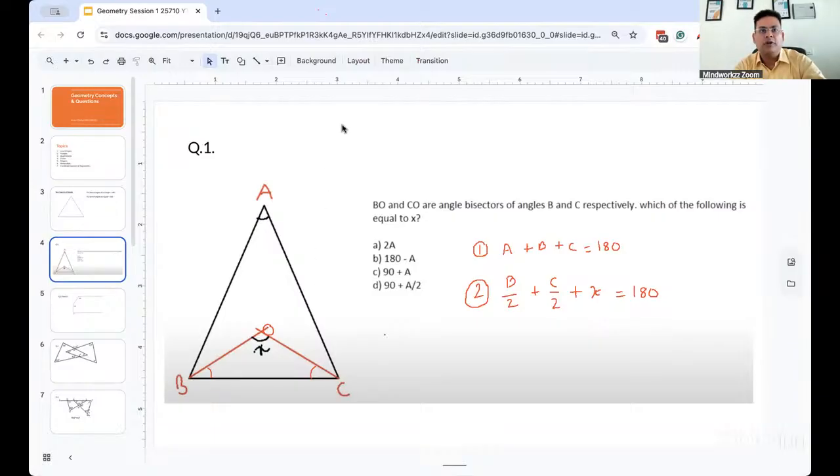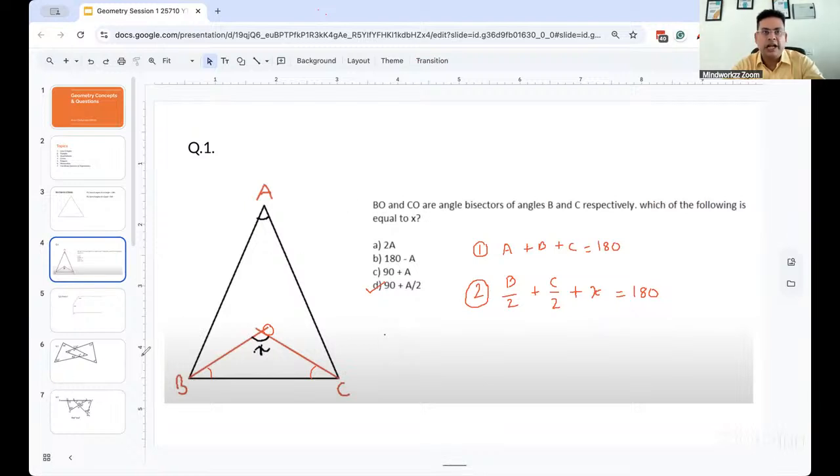Please note this down, people who have not been able to follow. Please note this down, and I think from here you will get the answer as 90 plus A by 2. X will be, you put the value of B plus C here. Should I solve this further? I think it is easily doable now. From the first equation, you need to put the value of B plus C in the second equation. You will get X is equal to 90 plus A by 2. This is the correct answer. I hope this is clear.